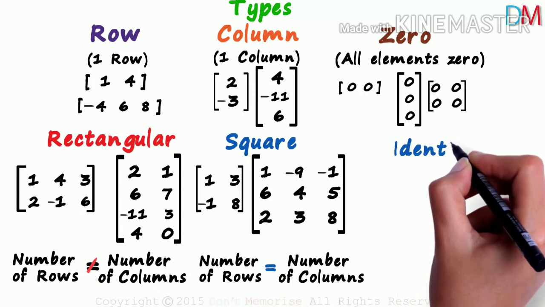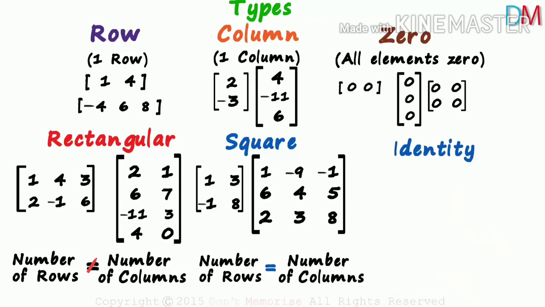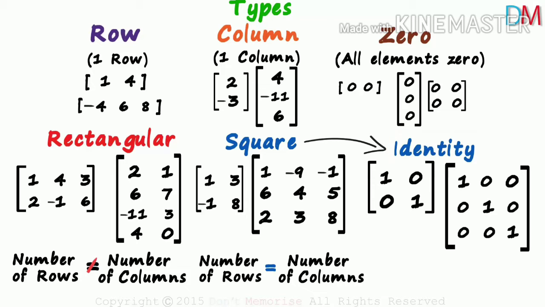And now we come to the last type of matrix in this session. It's called an identity matrix. It is nothing but a special case of square matrix. How is it special? Let's see. This is an identity matrix. And this is also an identity matrix. What do you notice looking at them?